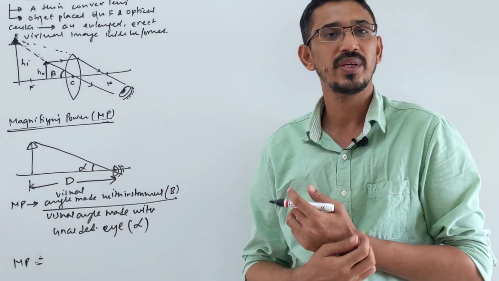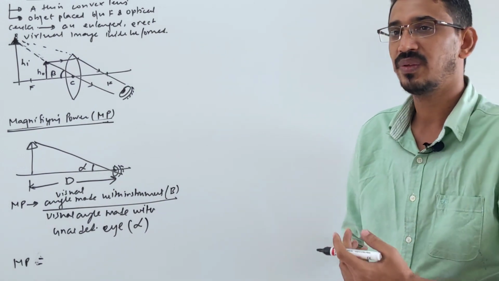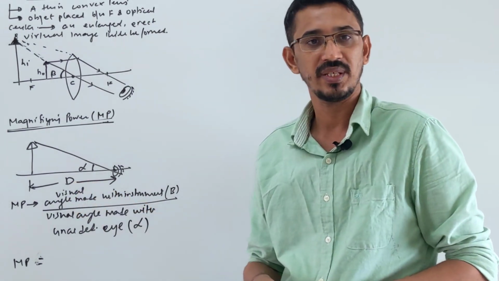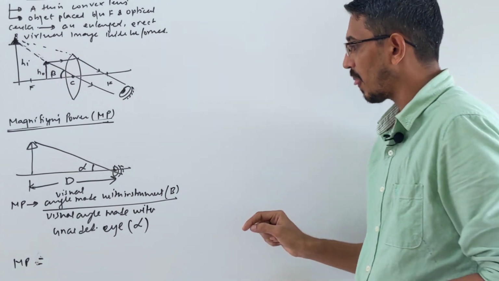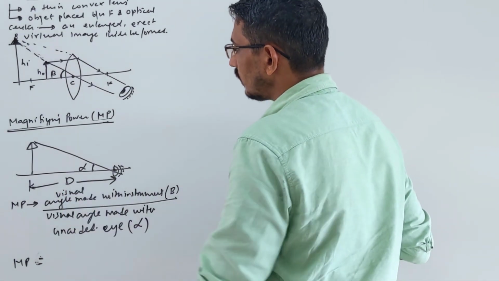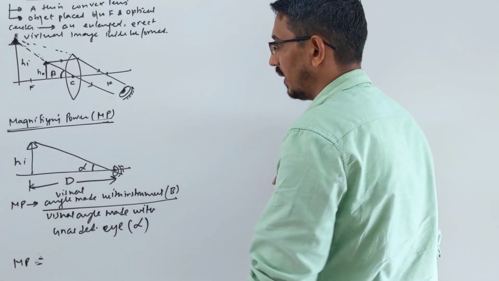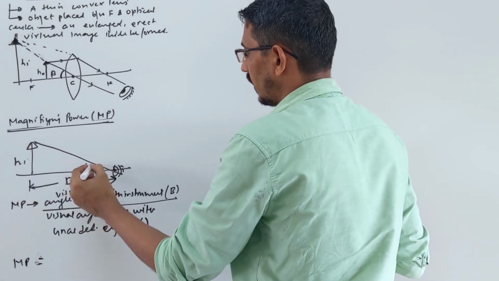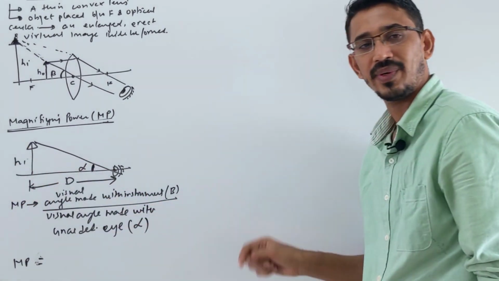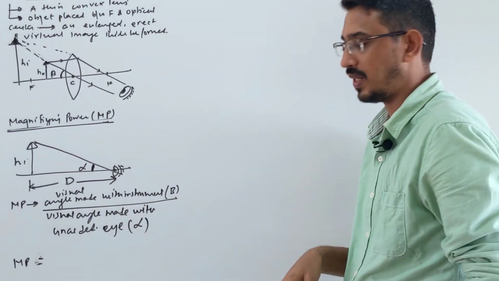Generally this is 25 centimeter for a human eye. If not given in the question, we will take this as 25 centimeter. I will talk about this again. So let's see in this. This is the height of the object, or height of the image, whatever you want to call it, h1. So what is tan theta in this triangle? Tan theta is perpendicular to base.